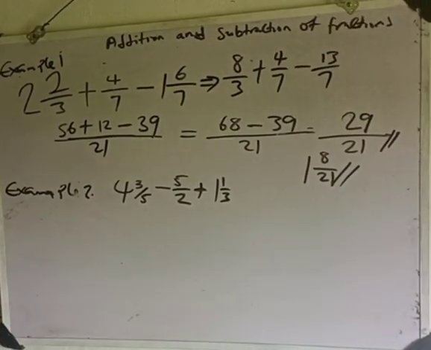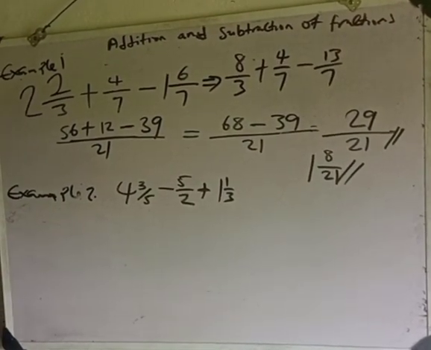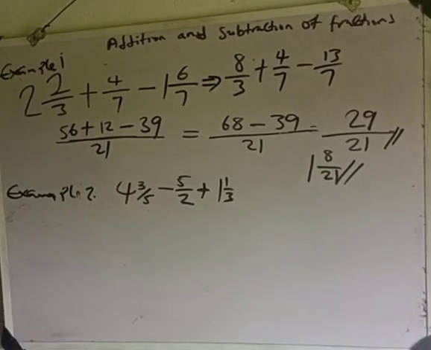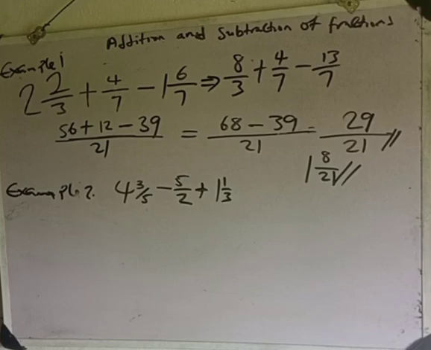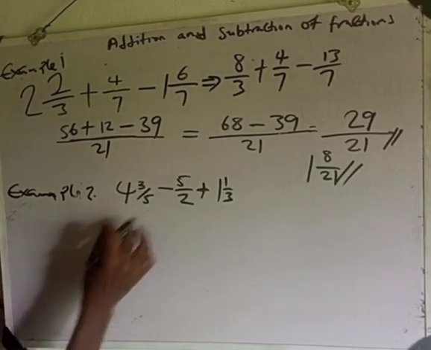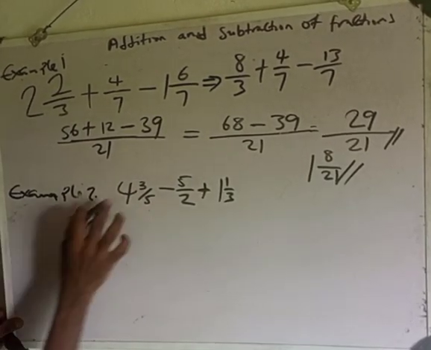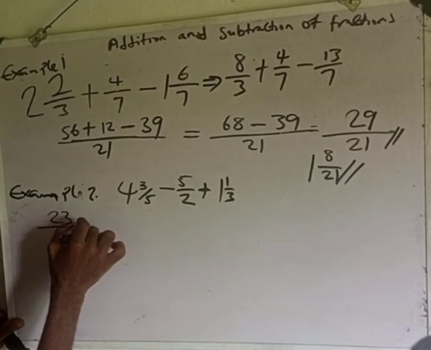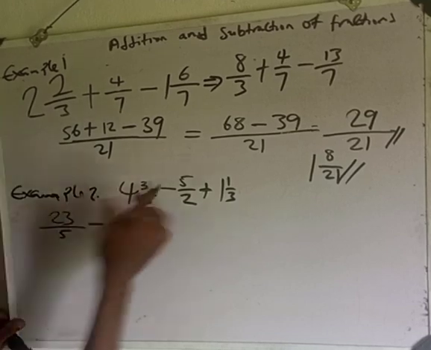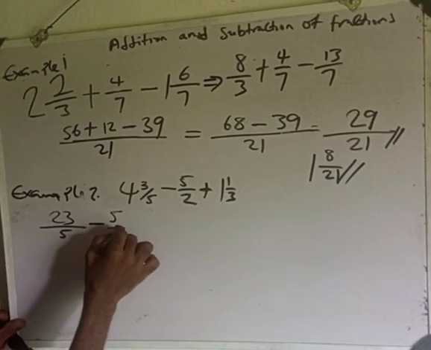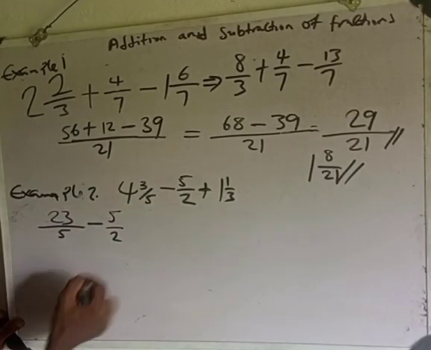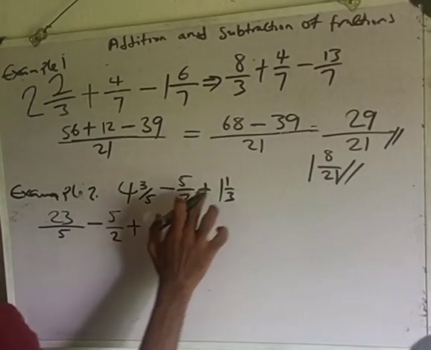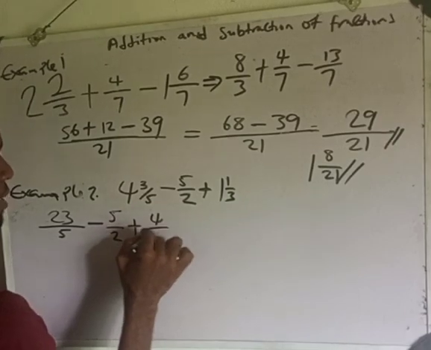Now, coming over to example 2, let's do exactly what we did the first time. We change all of them to improper fractions. So this one will give me 5 times 4 is 20. 20 plus 3 is 23 over 5 minus, that is already an improper fraction, right? So I just bring it down. Now plus 3 times 1 is 3, plus 1 is 4 over 3.